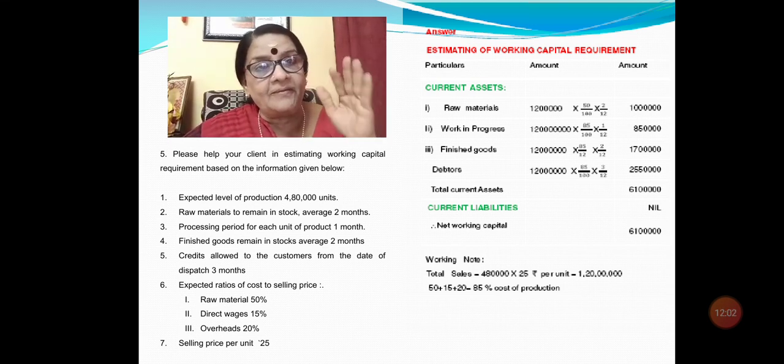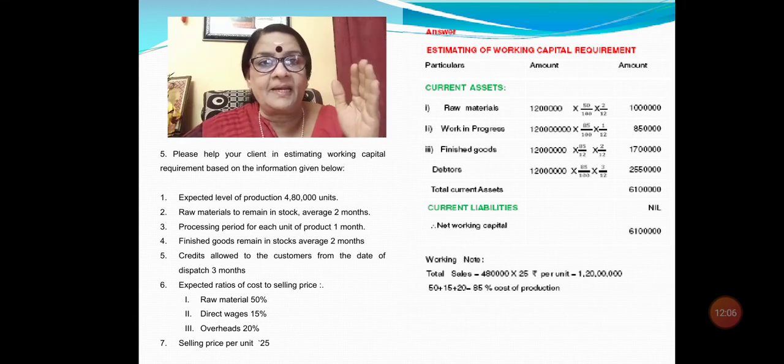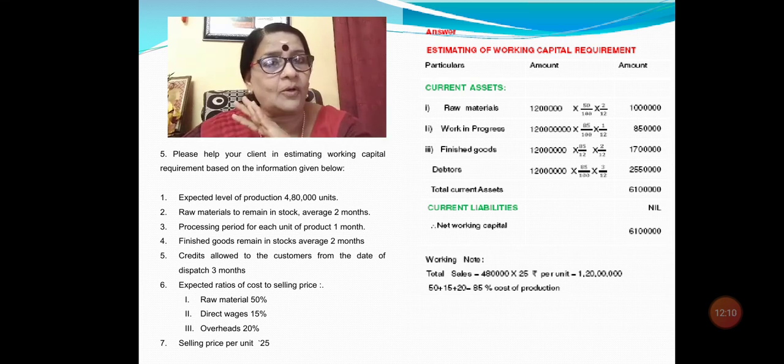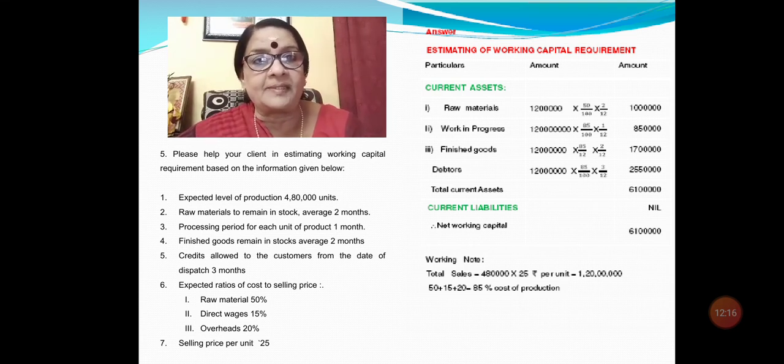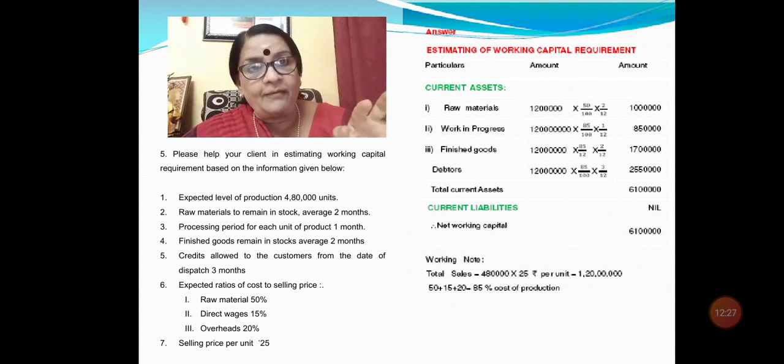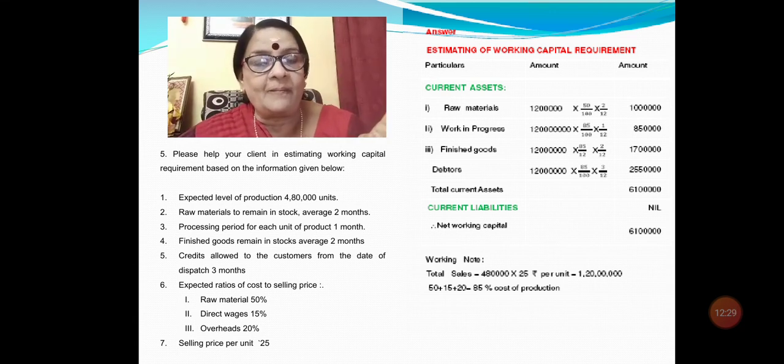In the last problem, the work in progress was divided into 3: direct material, direct labor and overheads. Here there is no need to divide it, all together it is given. So that part is over. Now finished goods remain in stock an average of 2 months. Finished goods are also calculated on cost of goods sold. That is 1 crore 20 lakh into 85 by 100 into 2 by 12. So finished goods is also over.